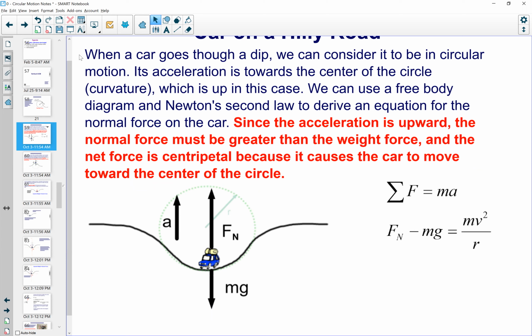I can do it. Thanks, Ethan. All right. When a car goes through a dip, we can consider it to be in circular motion. Its acceleration is towards the center of the circle, curvature, which is up in this case. We can use a free body diagram and Newton's second law to derive an equation for the normal force of the car. Since the acceleration is upward, the normal force must be greater than the weight force, and the net force is centripetal because it causes the car to move towards the center of the circle.